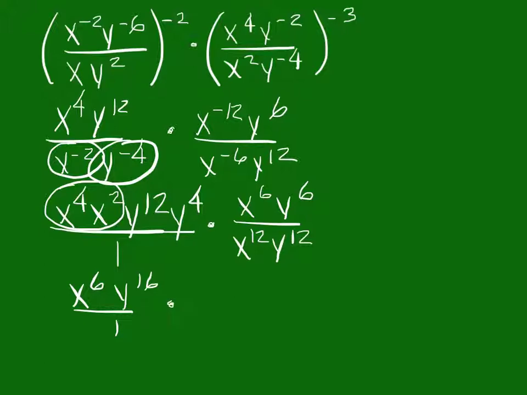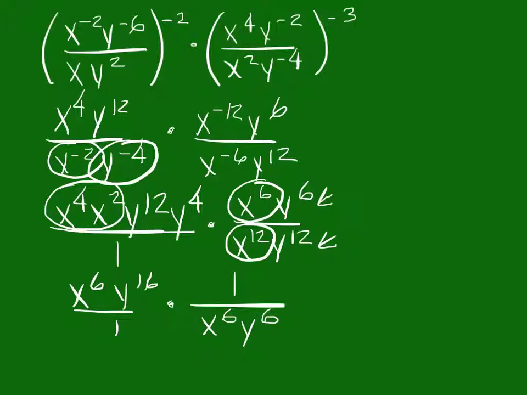And then on the other expression, you have an x to the 6th over x to the 12th. The largest exponent is on the bottom. 12 minus 6 is 6. So you have x to the 6th on the bottom. Then you have y to the 6th and y to the 12th. The largest exponent is on the bottom. 12 minus 6 is 6. You have nothing left on top, so you put a 1.